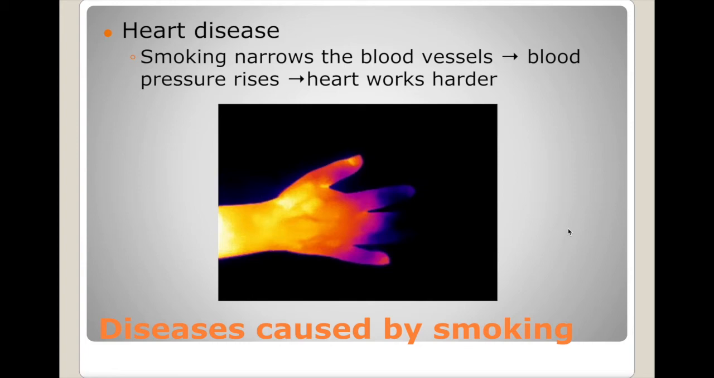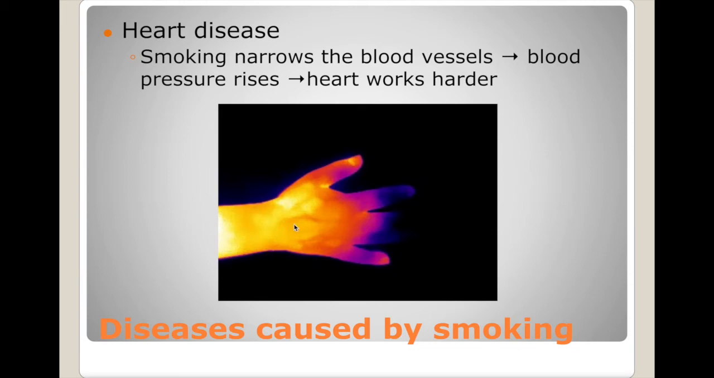Smoking can also cause heart disease. Even though smoking is attached to your lungs and not your heart, obviously, hopefully you're figuring out that the respiratory system and the circulatory system work very, very closely with each other. Smoking can narrow the blood vessels, which makes you have higher blood pressure. And it also makes it so your heart has to work harder to get your blood all the way out to your fingers and toes.